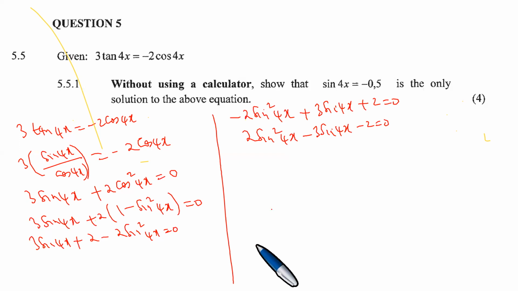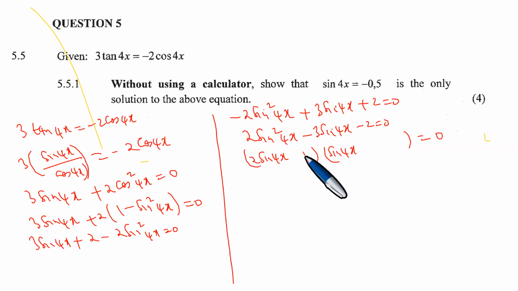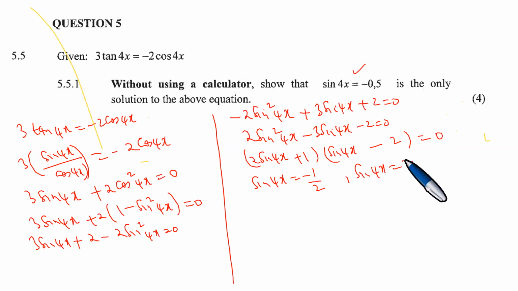Okay, so now here we can get the factors. We can factorize this. What are the factors of this one? 2 sine squared 4x, then you also have the sine of 4x. The factors of the 2 are 1 and 2. Which means, when we have this one here, this one is sine 4x. You move this one to the other side, it becomes minus 1 divided by 2, and hence that result. And the other one is the sine of 4x is equal to 2.